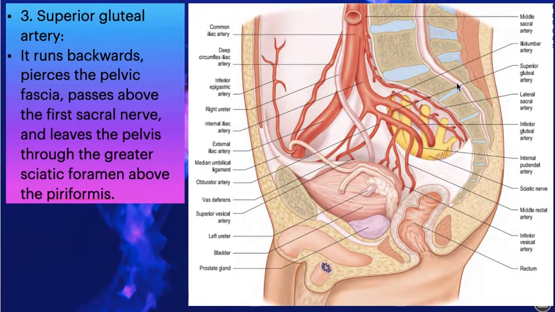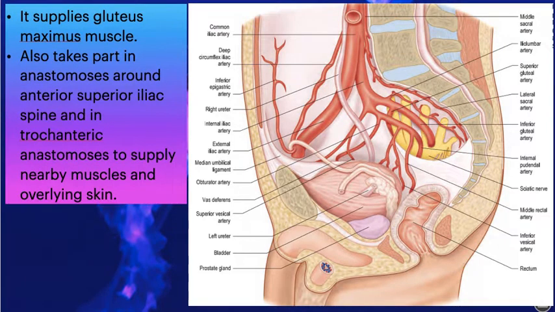Also, we have the superior gluteal artery over here running backward, piercing the pelvic fascia, passing above the first sacral nerve, leaving the pelvis through the greater sciatic foramen above the piriformis muscle. Now, the superior gluteal artery is supplying the gluteus maximus muscle, also participating in the anastomosis around the anterior superior iliac spine and in the trochanteric anastomosis to supply the nearby muscles and the overlying skin.